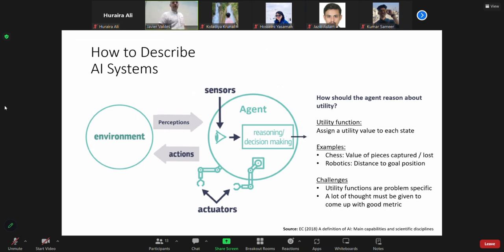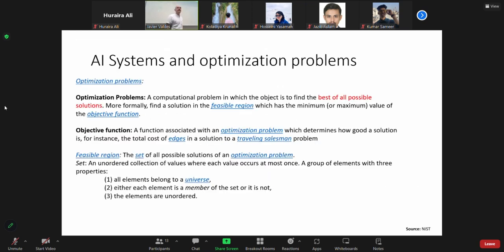The problem that we have with utility functions is that they are very problem specific, and how to define them depends strongly on what we know about the agent. You have to look very carefully at which kind of utility functions you are using, and I'm going to show you why. So AI systems can also be thought of as an optimization problem.